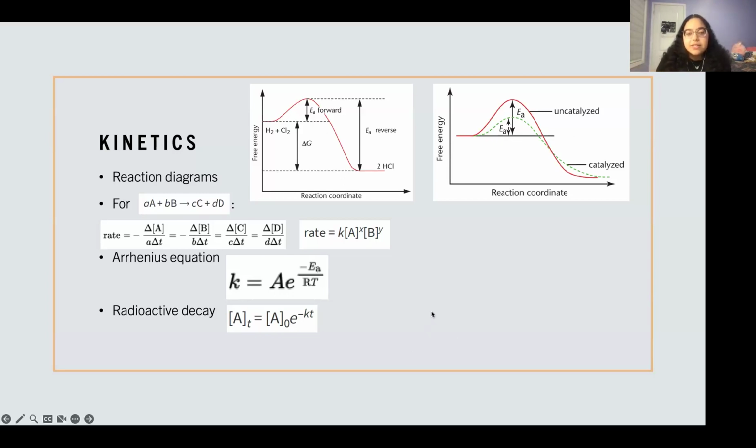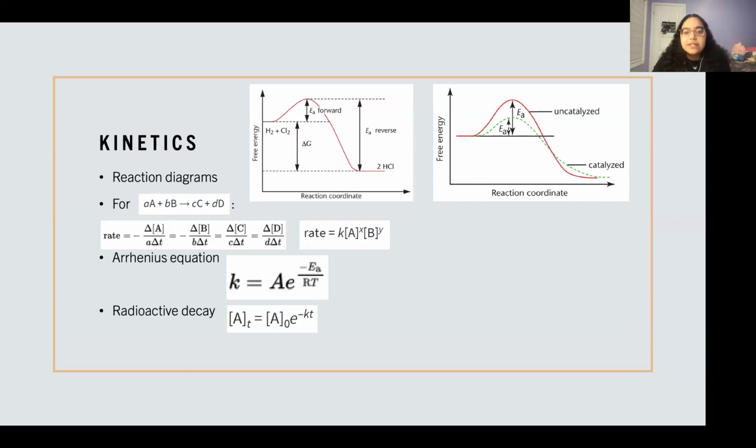Arrhenius equation is an equation for finding that rate constant K. And so it's proportional to the activation energy, well, like exponential of the activation energy, as well as the gas constant and temperature. So those are all factors that affect the rate constant and just how fast a reaction proceeds. Temperature is important, activation energy.